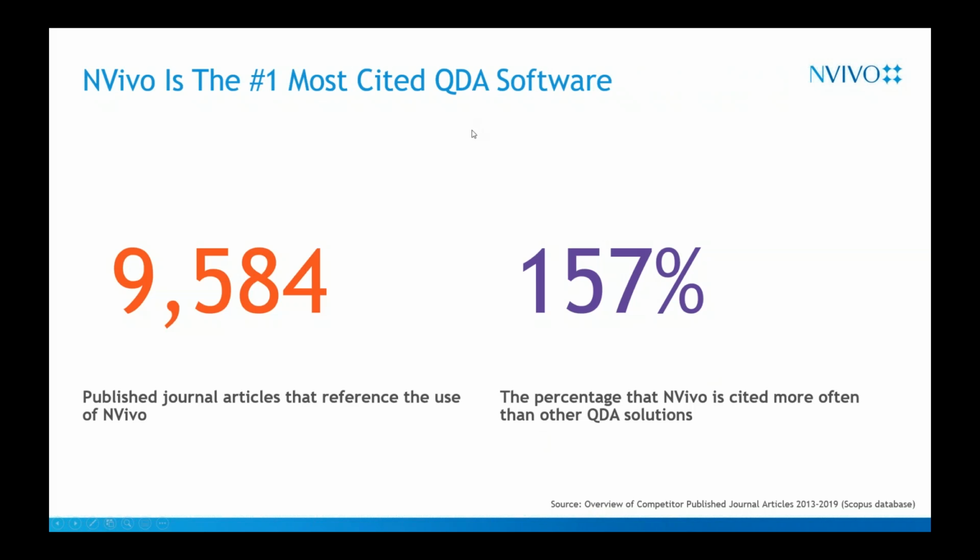I have this up because I found this really interesting. We work with the Scopus database, and when we did our own search through it, we found that NVivo is cited over 9,500 times or referenced in Scopus with published journal articles. And we're actually 157% over the other QDA solutions in the number of times we're cited in publications, just to let you know that. So you can find a lot of examples out there of how people are using NVivo.